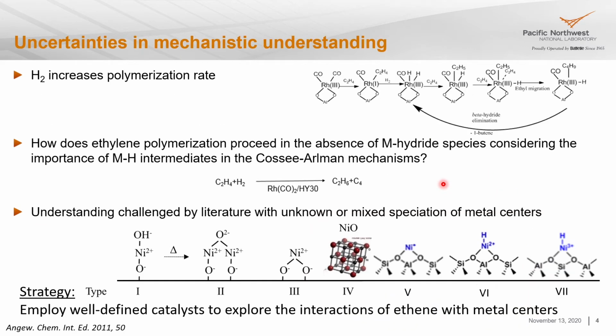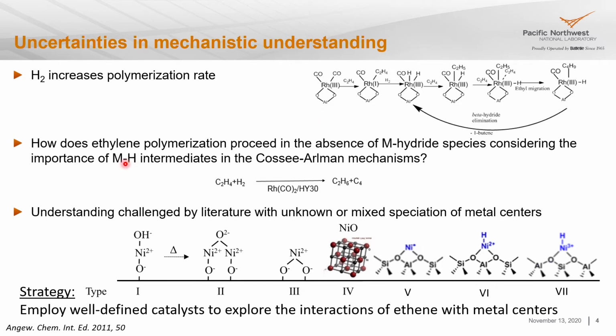There are some further uncertainties in the mechanism, where it's been noted that the presence of hydrogen increases the polymerization rate, as has been reported for supported rhodium materials. However, it's not clear how the polymerization is taking place in the absence of metal hydride species, seeing as how important the metal hydride was for the Cossee mechanism.